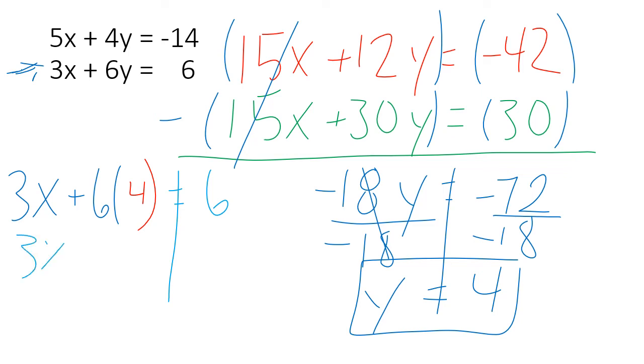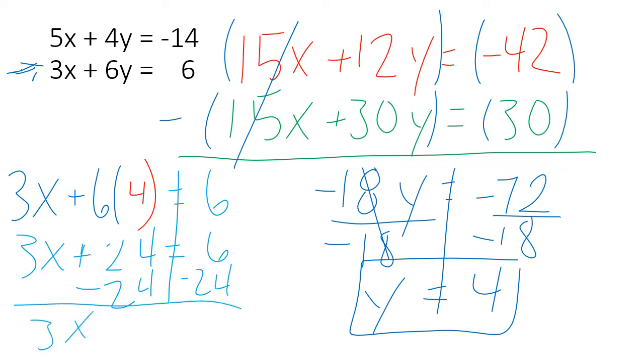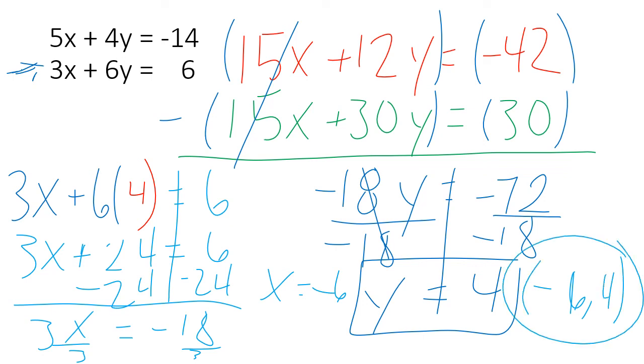All right, so I got 3x plus 6 times 4, which is 24, equals 6. Subtract 24, subtract 24. I got 3x is equal to negative 18. Ooh, I'm running out of room. Divide by 3, divide by 3. x is going to be negative 6. So my answer should be negative 6, comma, positive 4. And again, you can check my answers by plugging them back into x and y to make sure both equations are true if those are the numbers substituted in.